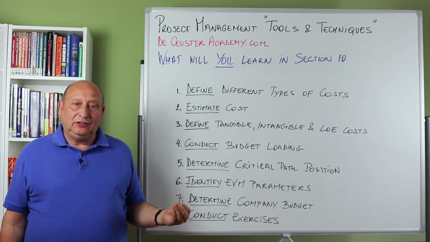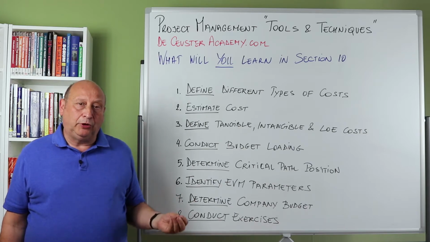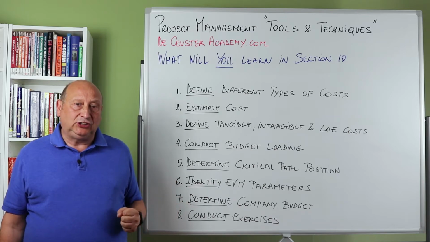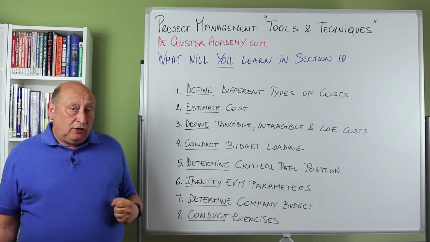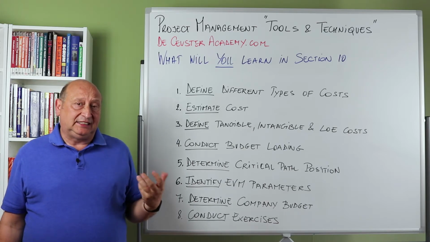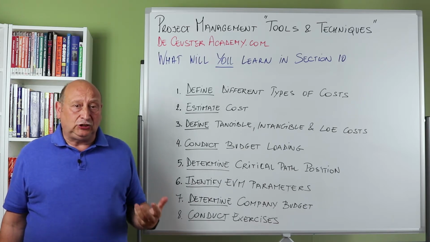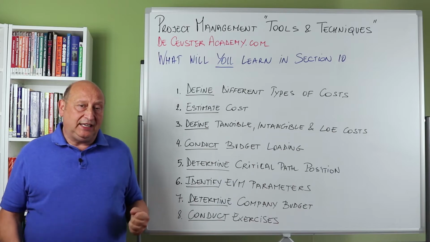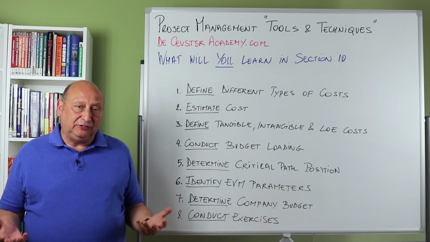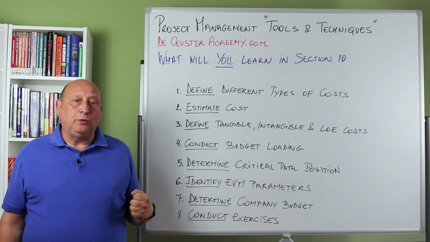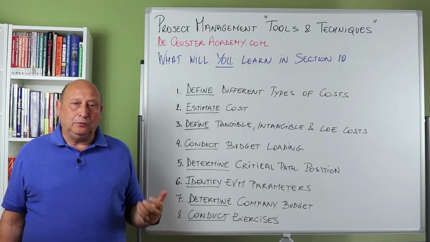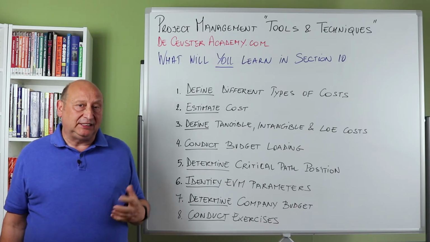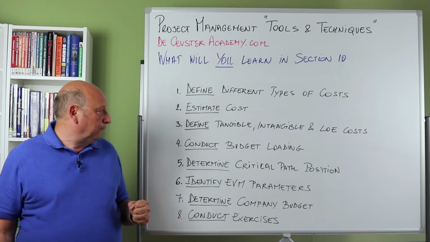We will again use the 3-point or the PERT technique to estimate the cost like we did with the duration estimates. Very important definition in this section is related to tangible, intangible and level of effort activities. We need these definitions, these differences we have to understand when we will be using earned value management parameters. We will have a short introduction of these parameters in this section also.